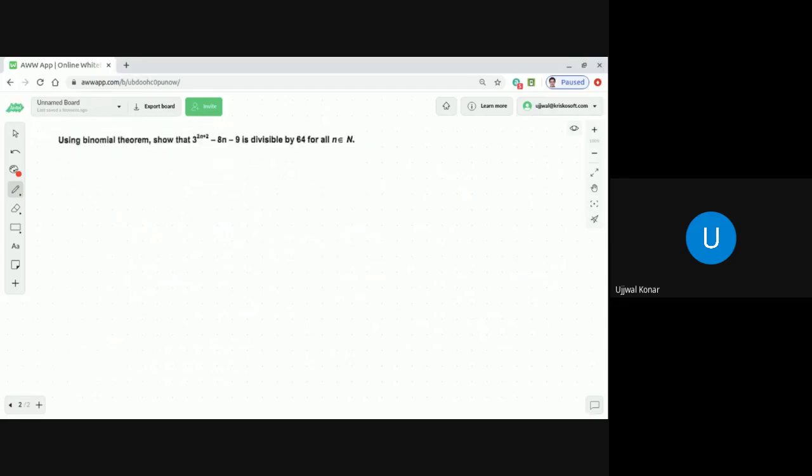If you see, dear students, using binomial theorem, 3 power 2n plus 2 minus 8n minus 9 is divisible by 64 for all n belonging to capital N.